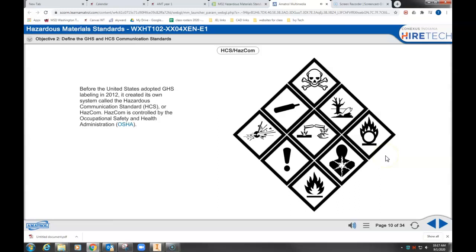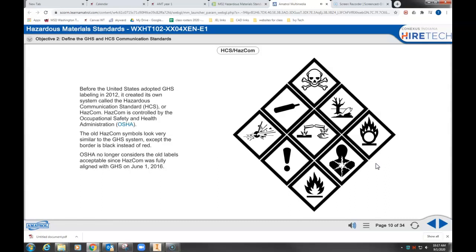Before the United States adopted GHS labeling in 2012, it created its own system called the Hazard Communication Standard, HCS, or HAZCOM. HAZCOM is controlled by the Occupational Safety and Health Administration, or OSHA. The old HAZCOM symbols look very similar to the GHS system, except the border is black instead of red. OSHA no longer considers the old labels acceptable, since HAZCOM was fully aligned with GHS on June 1, 2016.